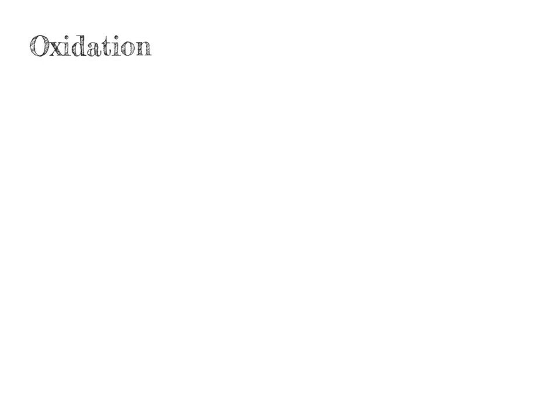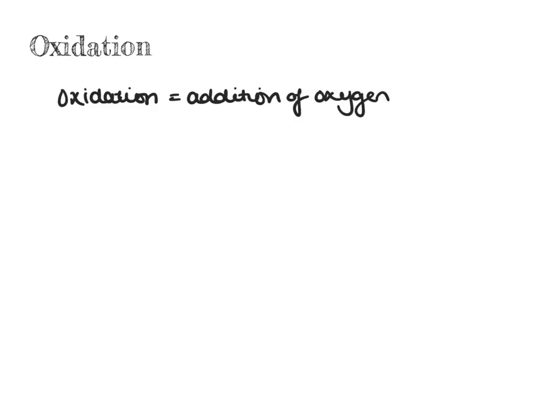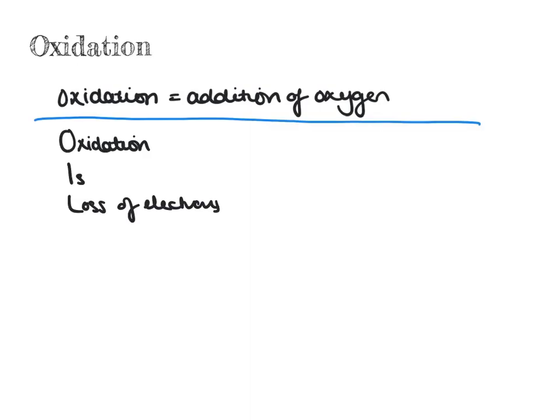You should already know from GCSE that oxidation can mean the addition of oxygen and reduction means removal of oxygen, or it can also mean loss of electrons, where reduction is gain of electrons. So you should remember that method of figuring out what is oxidation and what is reduction, which is OIL RIG. Oxidation is loss, reduction is gain. So that's what oxidation is.